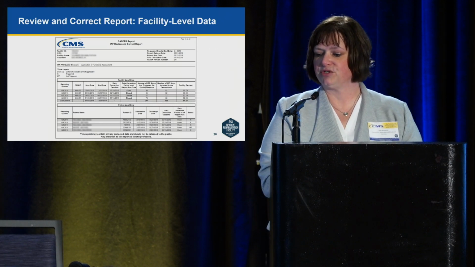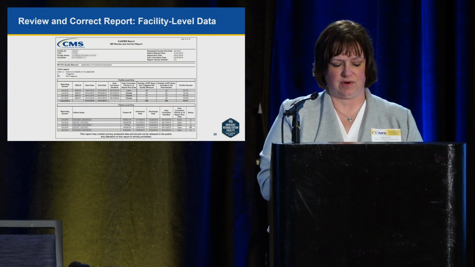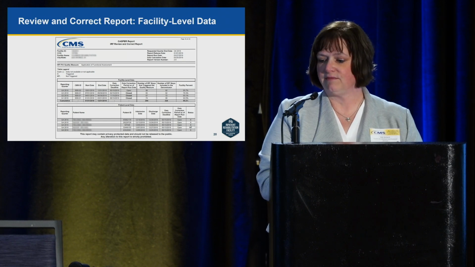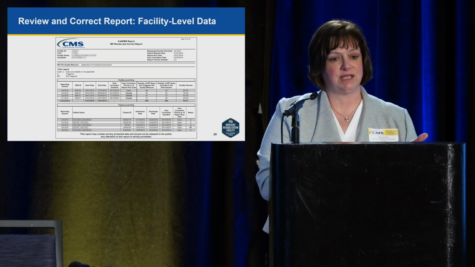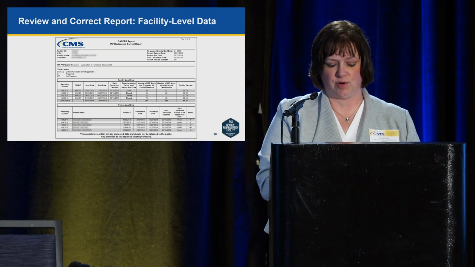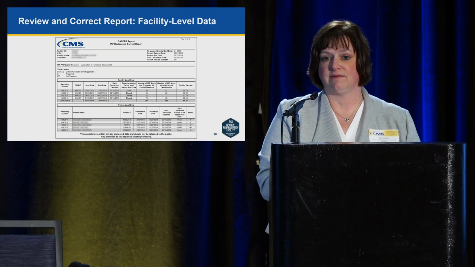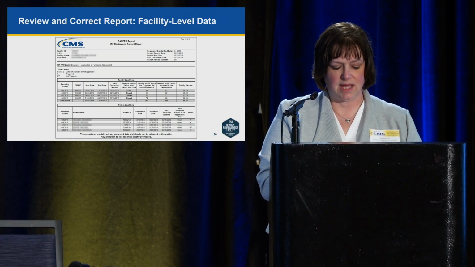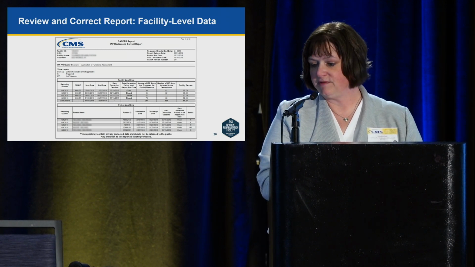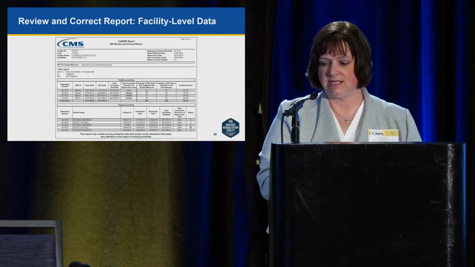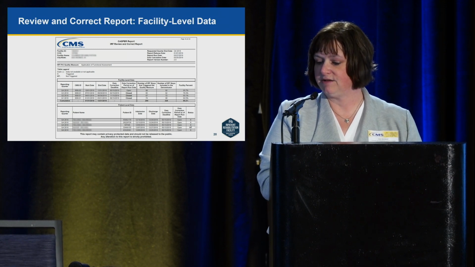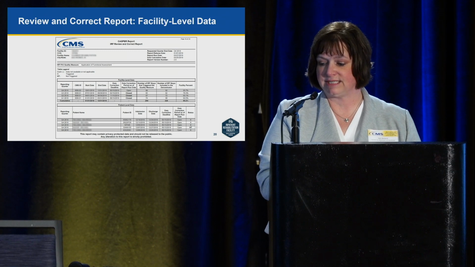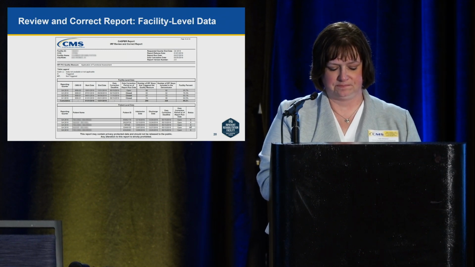And here is a picture of the new enhanced review and correct report. The facility level results that you're accustomed to seeing are displayed in the table at the top of the report, and the corresponding patient level information is displayed beneath the facility level aggregated table. So looking at this report, you'll see that the measure name is displayed above the facility level results. And in this example, it's showing the data for the application of functional assessment measure.